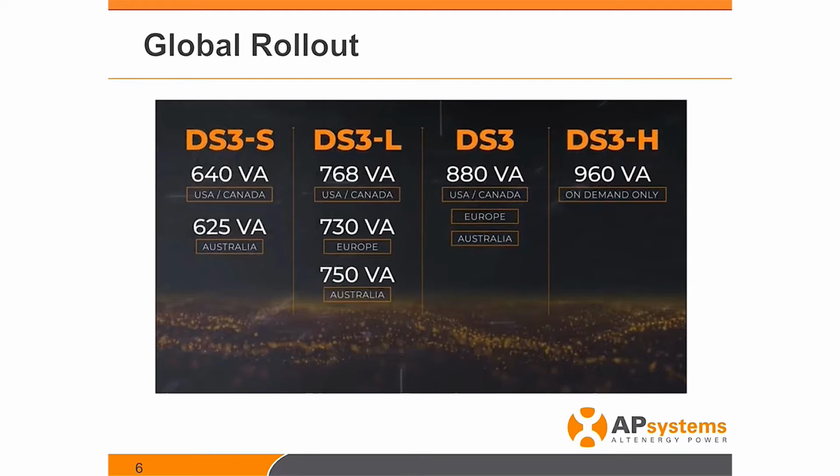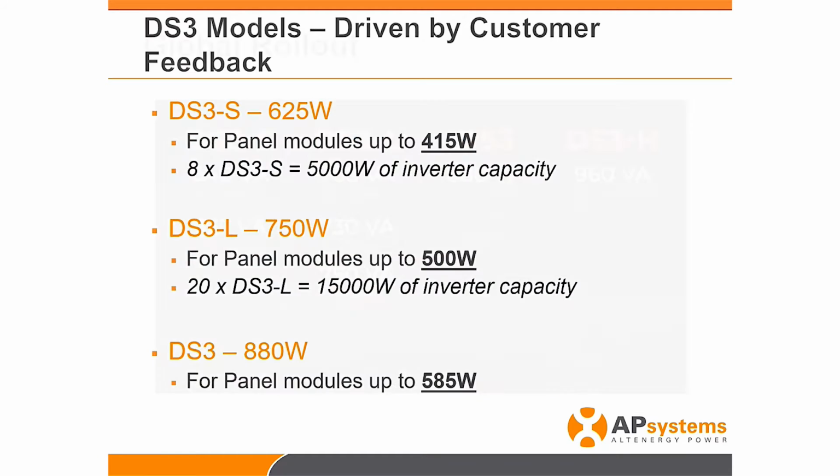And there are 4 DS3s: DS3S, DS3L, DS3, and DS3H. DS3S has an output of 625 watts for Australia. DS3L is 750 for Australia. DS3 is 880, and DS3H is 960. As you can see, the limits are slightly different depending on the country, but we'll just focus on Australia at this point of time.